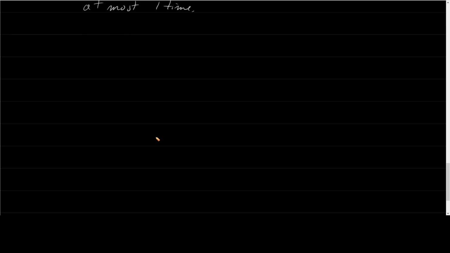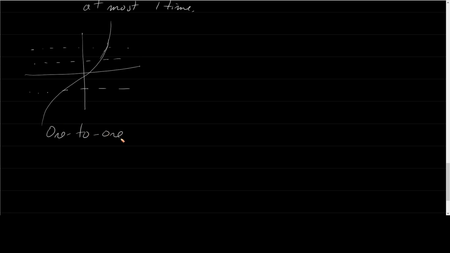And if a function is one-to-one, then the inverse exists. So some examples of one-to-one functions. Well, this would be a one-to-one function, all right? Because no matter what horizontal line I draw, it always just hits it at most once. So this is one-to-one.